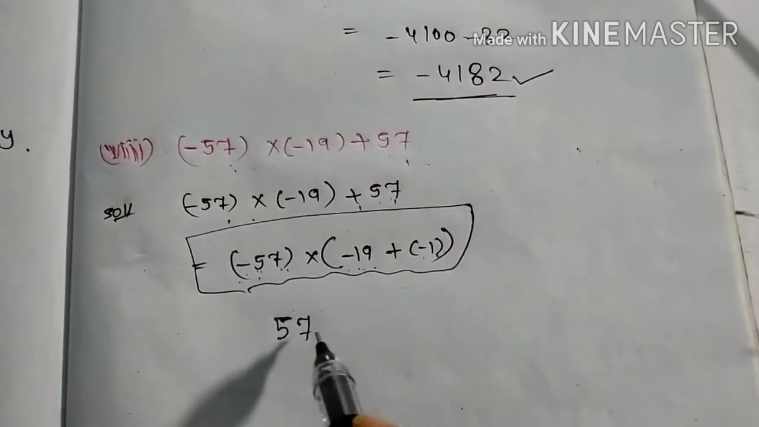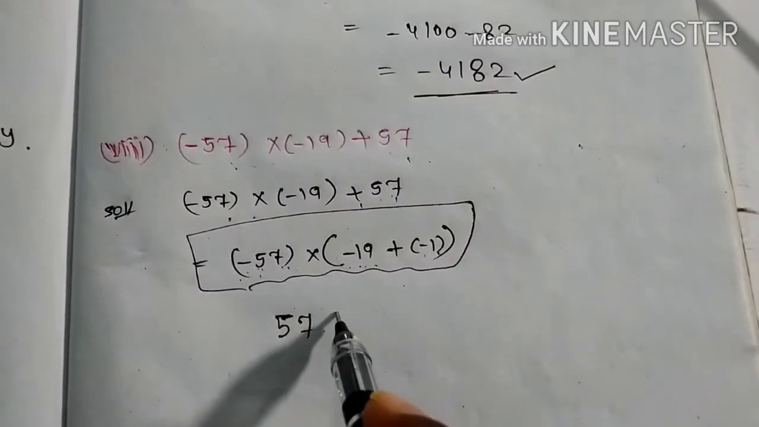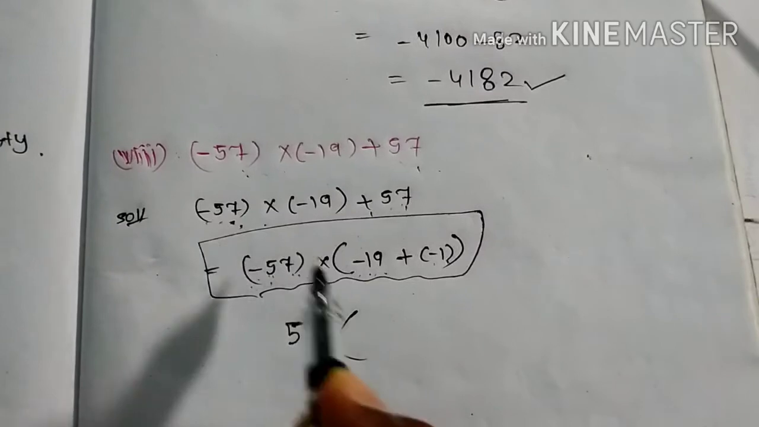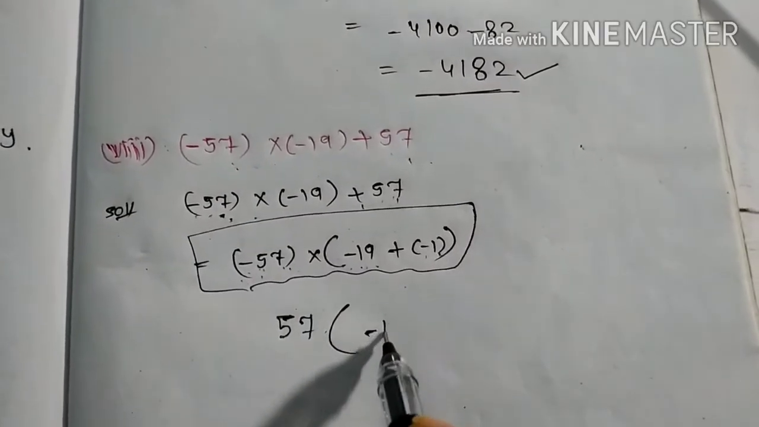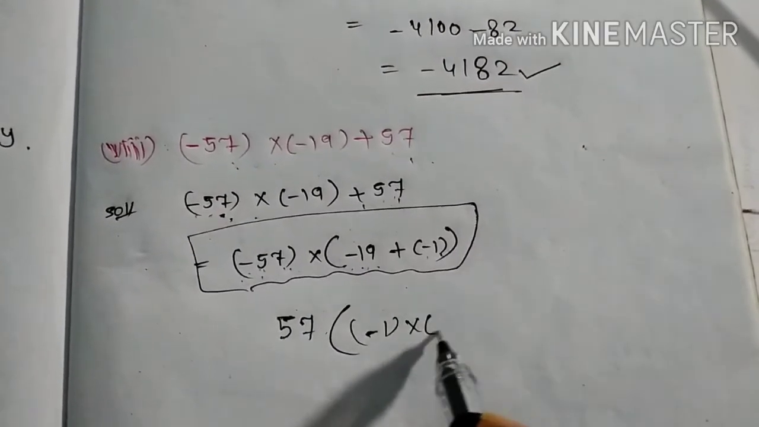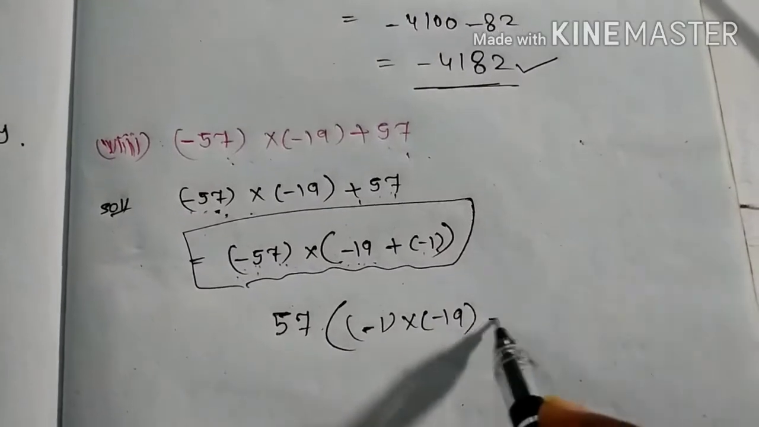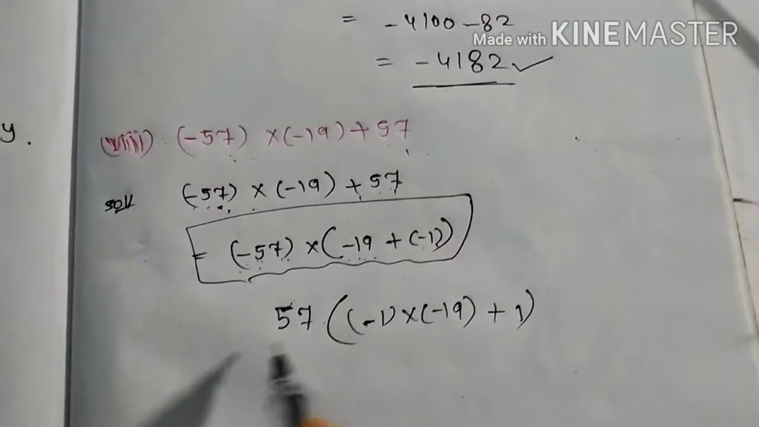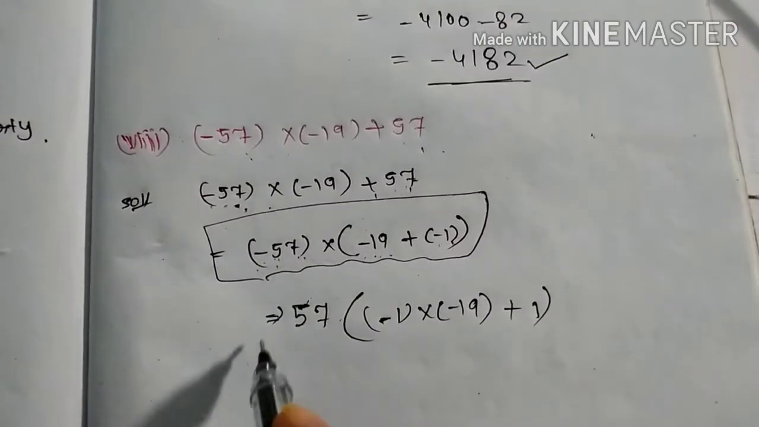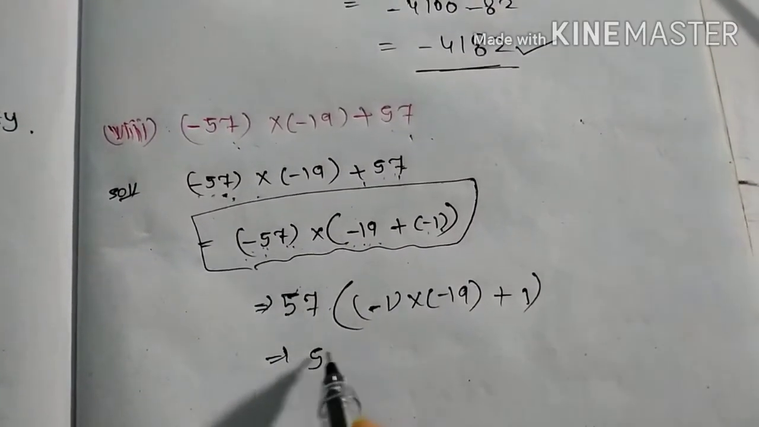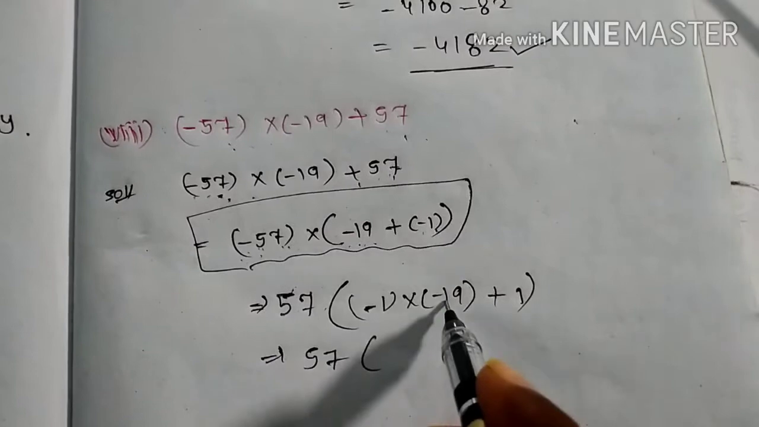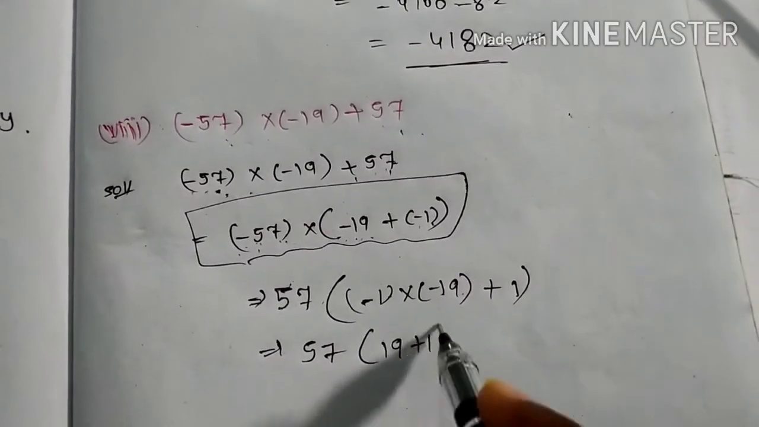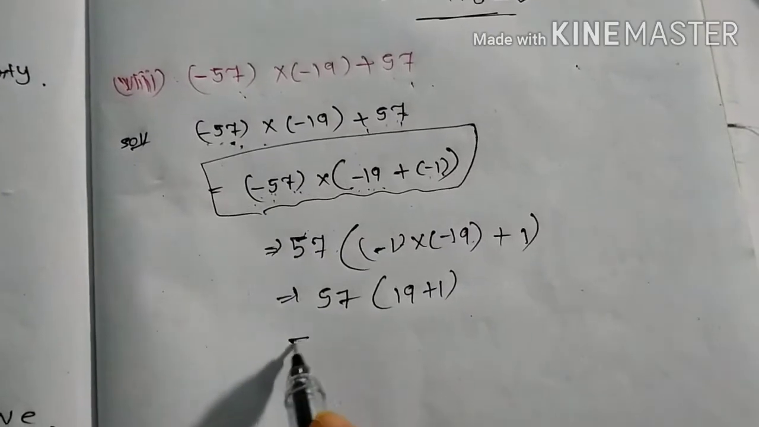If you do it anyway, you will get the answer. If I take 57 as common, you will get minus 1 as common, or not? Yes. So minus 1 into minus 19, plus, since I already took 57 common, you will get plus 1 only. So here, 57 into minus 19 plus 1, how much? 19 plus 1, how much?